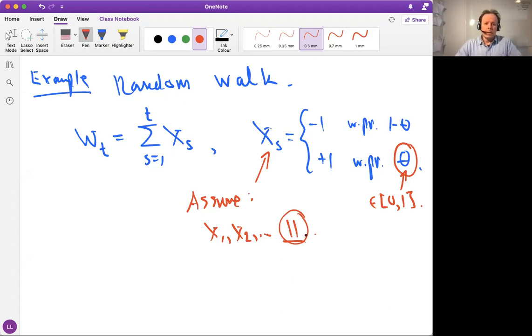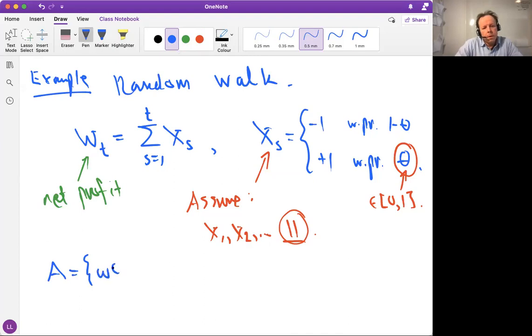Natural thing to assume. So with this assumption, this is our wealth after t rounds of playing a game where we might win or lose €1. So our net profit. We could think about this random walk as a net profit after playing t rounds of this type of game where the probability of winning is theta. If you are a long-term investor, you might ask, could you make money? So we could ask about this event: what would happen in the really long run if you would never stop gambling? Would you eventually make an infinite profit?